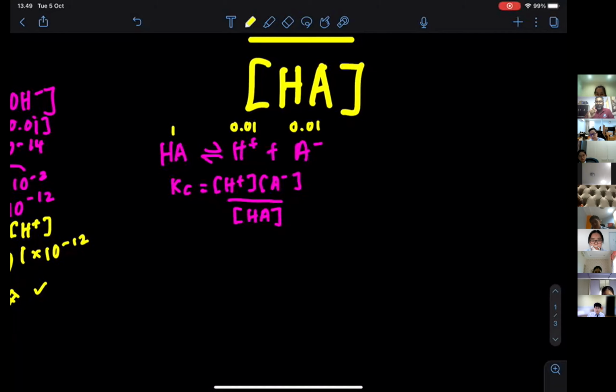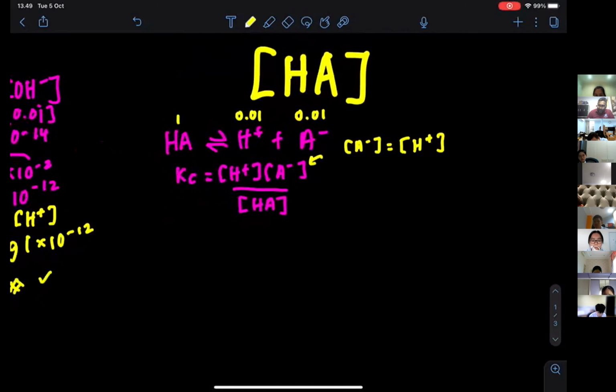Because of that, and because we want to find out the pH, we don't want to actually include this A minus. I can just simplify this by saying that the concentration of A minus is the same as the concentration of H plus. I can change this formula into concentration of H plus times concentration of H plus, because it's the same, divided by HA. So you have that formula, which is going to be concentration of H plus to the power of 2 divided by concentration of HA.